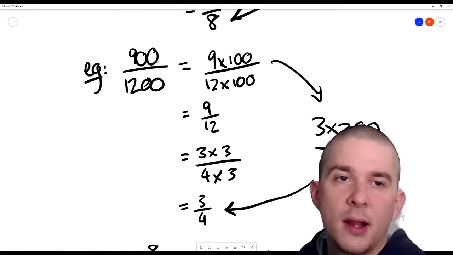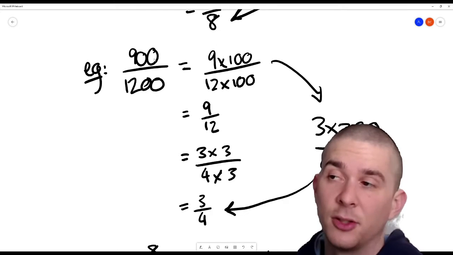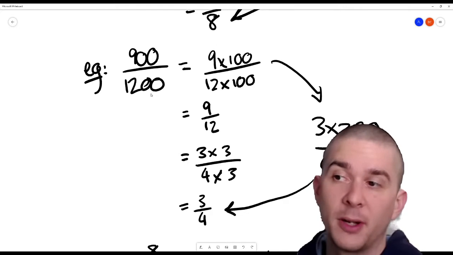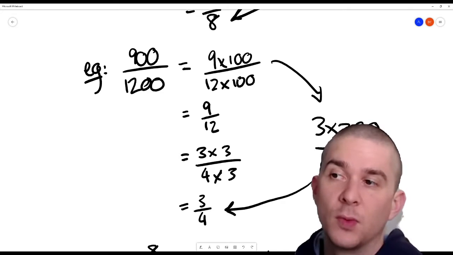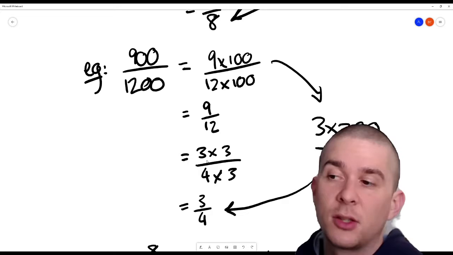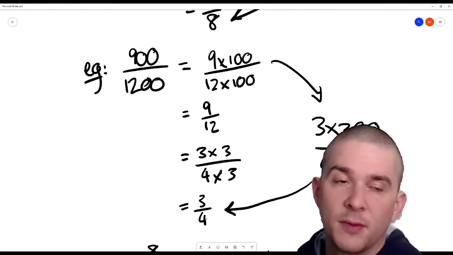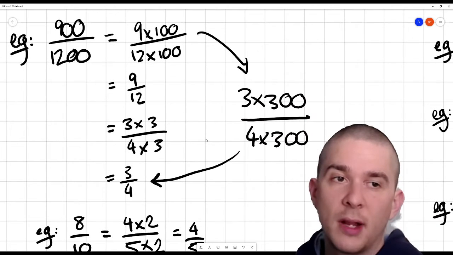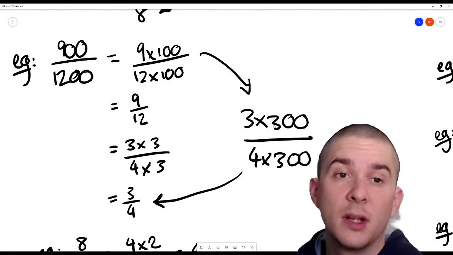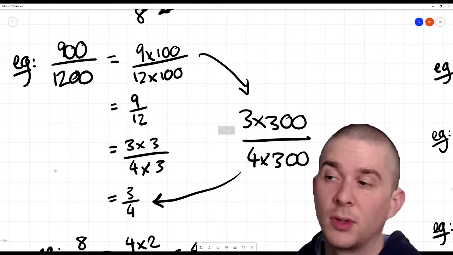If we have 900 over 1,200, we can easily see the numerator is 9 times 100 and the denominator is 12 times 100. So we can get rid of the 100s. Then we have 9 over 12. So 9 is 3 times 3, and 12 is 4 times 3, and that simplifies to 3/4. And we could have seen that there's a common factor of 300. So we could have done 3 times 300 is 900, and 4 times 300 is 1,200, and we could have skipped straight to the end instead of doing it in 2 steps.